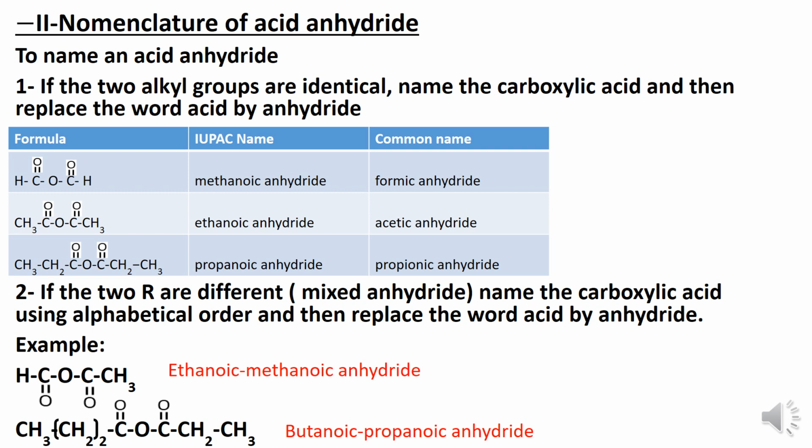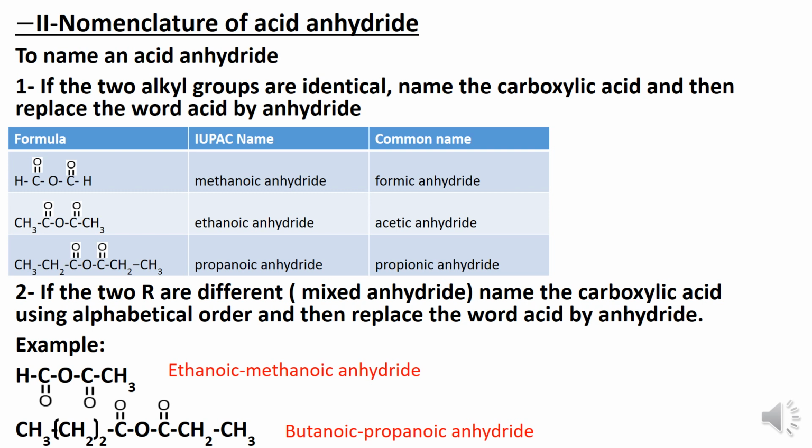Now the second rule, if the two R are different, we call them mixed anhydride. How do we name the acid anhydride? You follow alphabetical order. So to name the carboxylic acids using alphabetical order, and then replace the word acid by anhydride. Example of this, let's see.